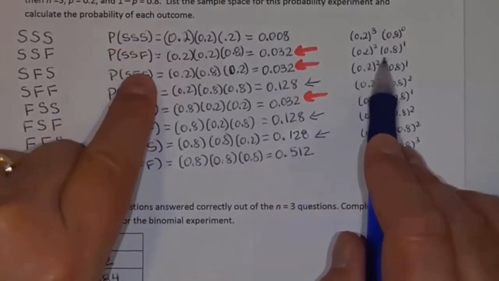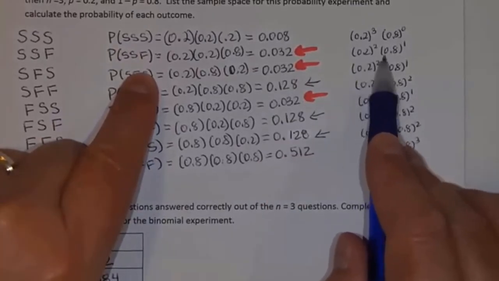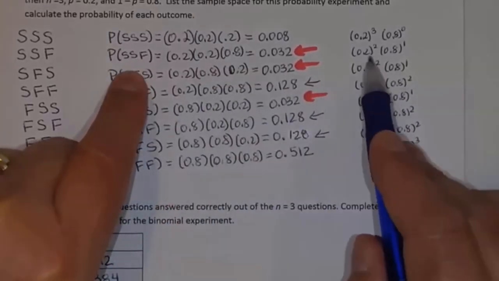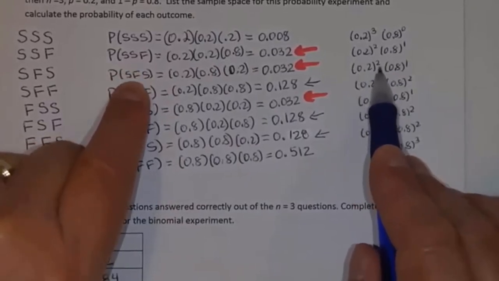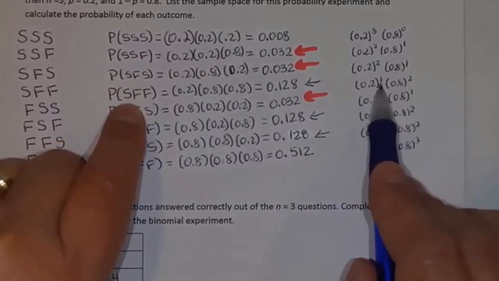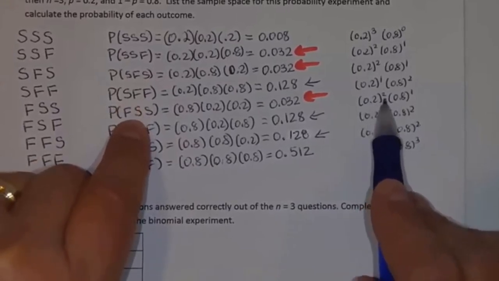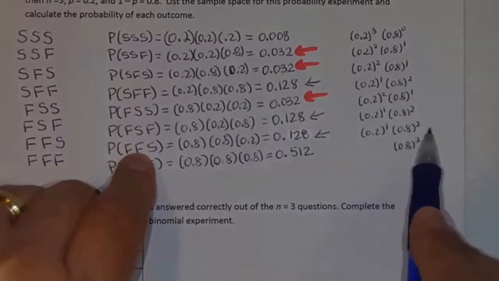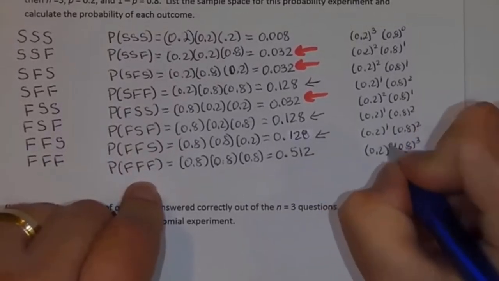Here, I had 0.2 twice and 0.8 once. So I could calculate this probability by taking 0.2 squared times 0.8 to the 1. So I had 2 successes and 1 failure, so I had two 0.2s and one 0.8. Same here, 2 successes and 1 failure, 0.2 squared, 0.8 once. Here I had 1 success and 2 failures, so 0.2 once, 0.8 twice. 2 successes, 1 failure, so 0.2 twice, 0.8 once. 1 success, 2 failures. Here, all 3 failures, so we had 0.2 0 times.